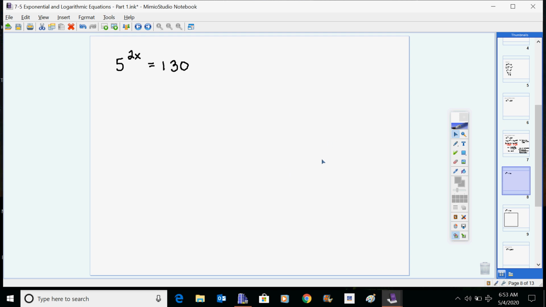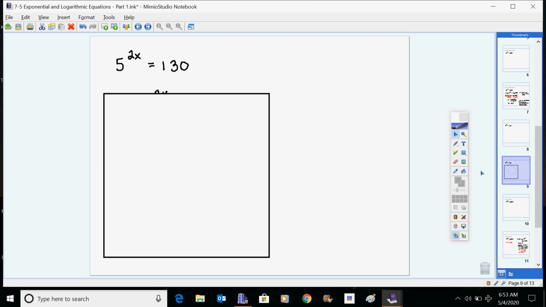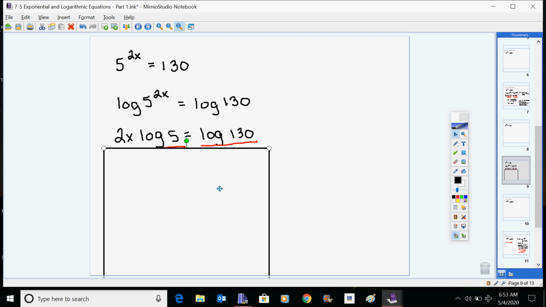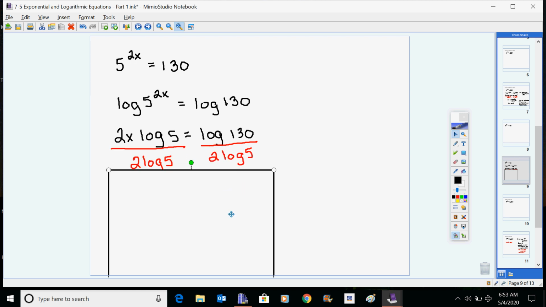Let's do another one. Practice this one, and you can scroll through quickly if you need to. It still counts as watching the whole thing if you do this and skip through to see if you got your answer right. So 5 to the 2x equals 130. Take the logarithm of both sides. And then the 2x gets dragged around to the front. Divide by 2 log 5.